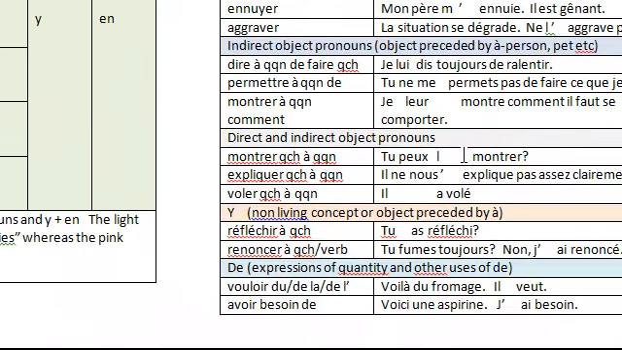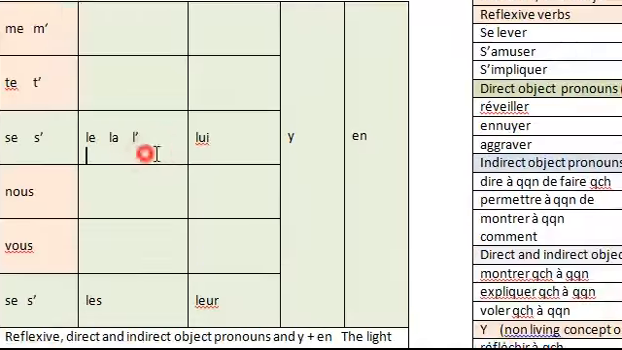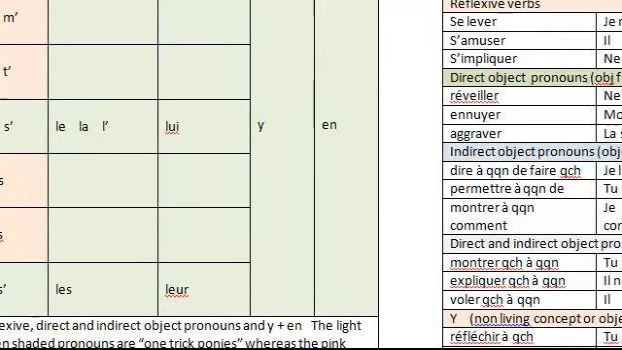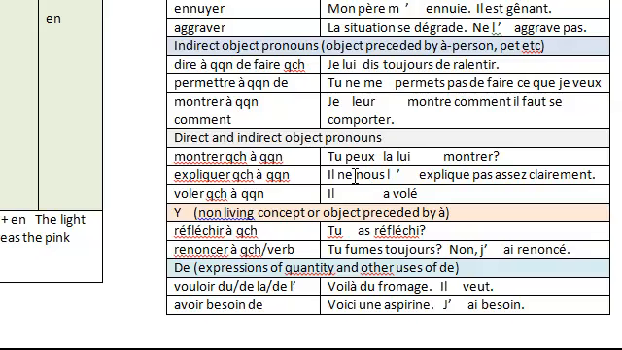So, tu peux lui montrer. Can you show it, masculine, to him? If you were showing him something that was a feminine word, it would be tu peux la lui montrer. Okay, and then to explain something to someone, he doesn't explain it to us clearly enough. Us is here and it is here, so il ne nous l'explique pas assez clairement. Il ne nous l'explique pas assez clairement.